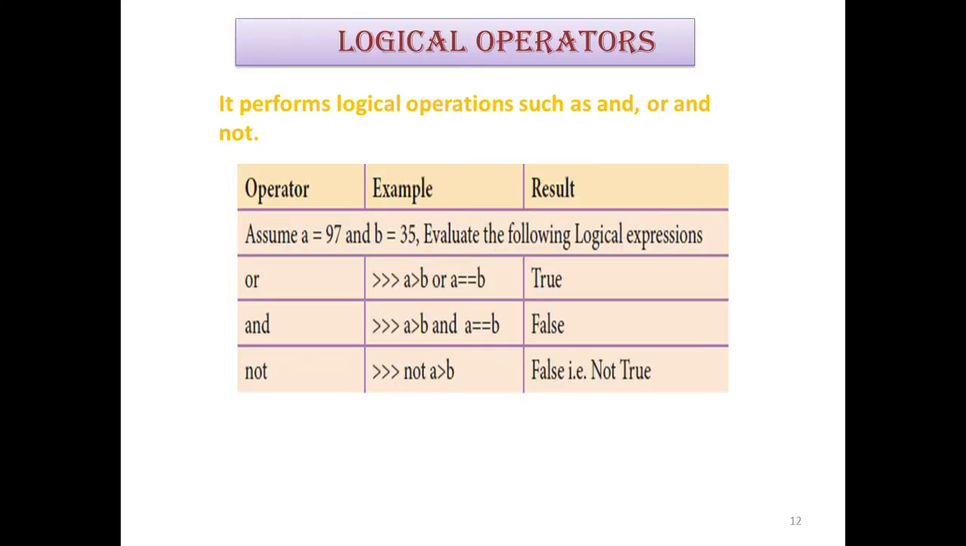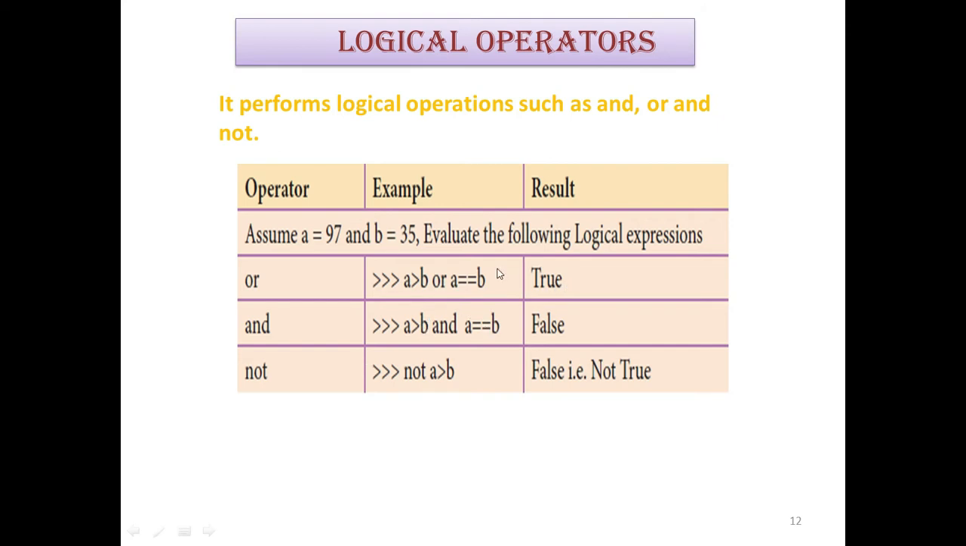Okay. The next one, logical operator. Logical means commonly we say and, or, not. It performs the logical operations such as and, or, not. You learned this in the first year also. For example, it compares the two values A equal 97, B equal to 35. A greater than B or A equal to B. Here the logical operators are used, so the result will be both are true. A greater than B is true and A equal to B is also true, so the answer is true, like this.